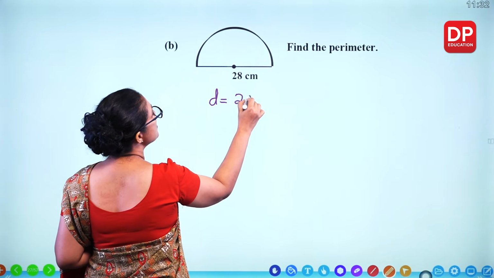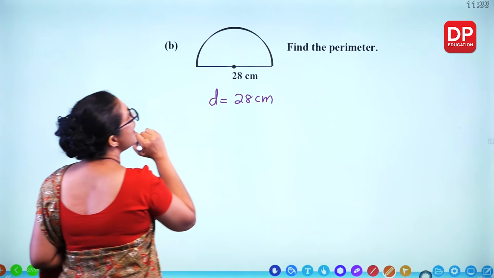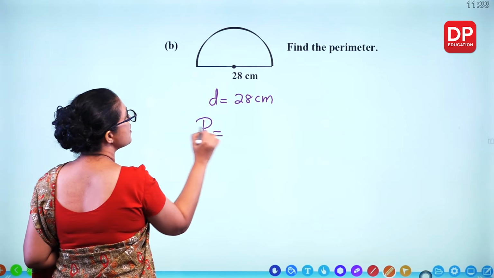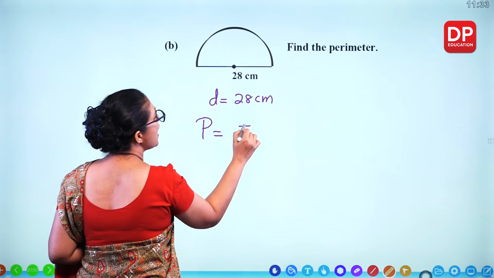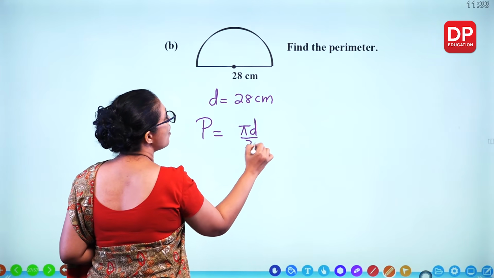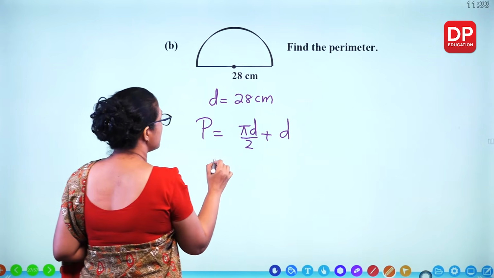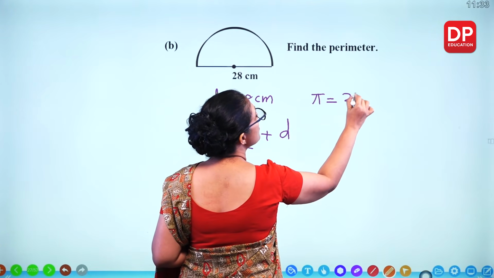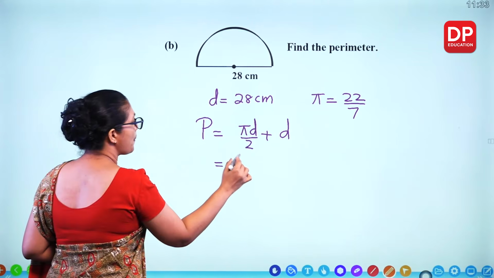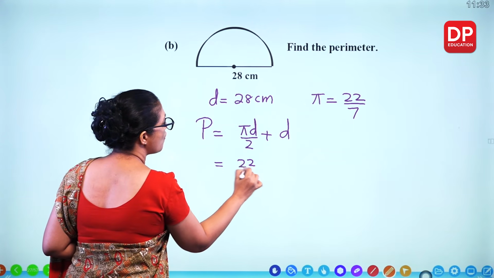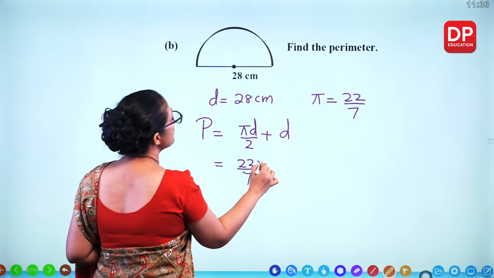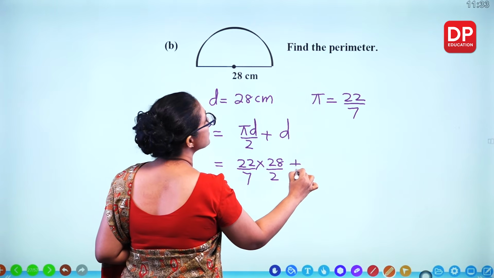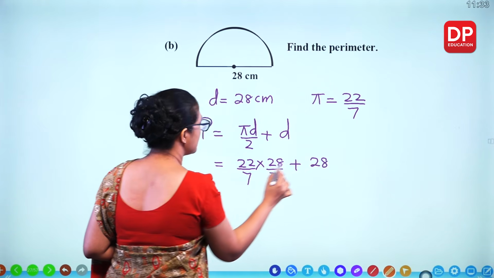D is given 28 centimeters. And we need the perimeter. So what's the perimeter? Pi d over 2 plus d. Now, what's the pi value? We can take pi as 22 over 7. So 22 over 7 multiplied by 28, and this 2 there, plus 28.